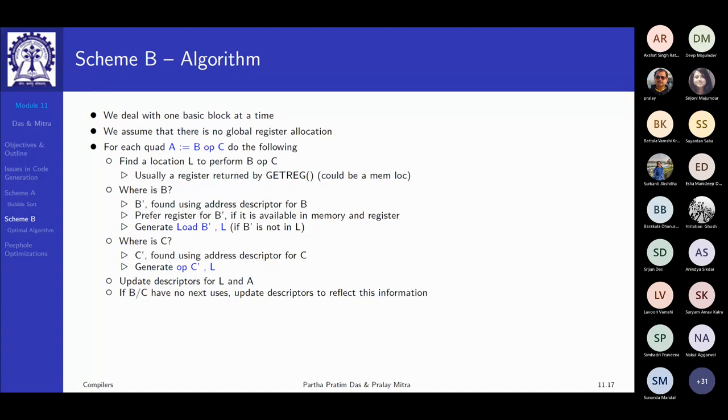Now, remember one thing here: the protocol that we are taking is that the value of the left operand will reside, before I execute this instruction, at the location L where the result will finally be computed. Because L is the location that I have chosen to perform this. Just hold on for a second.